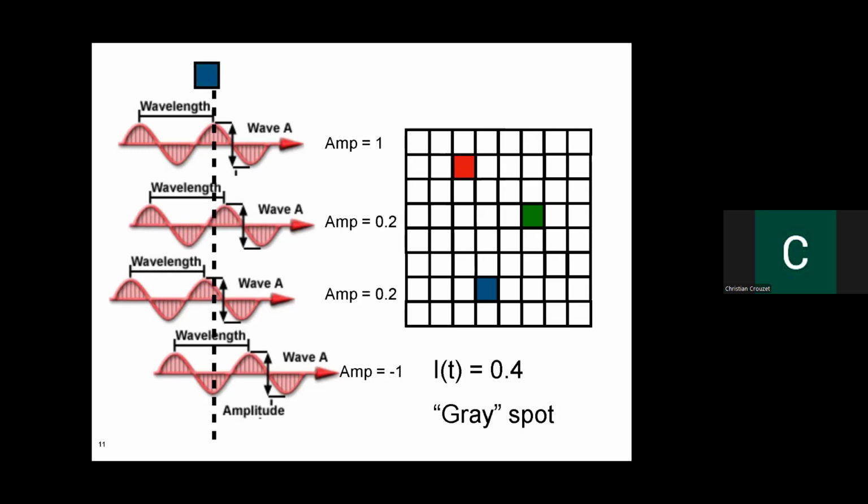Now, it doesn't need to be all constructive or all destructive interference, but it could be somewhere in between as well. And that would appear as a gray spot. So in this case, the intensity would be 0.4 if you looked at this single time point t. And that's really what speckle is doing.